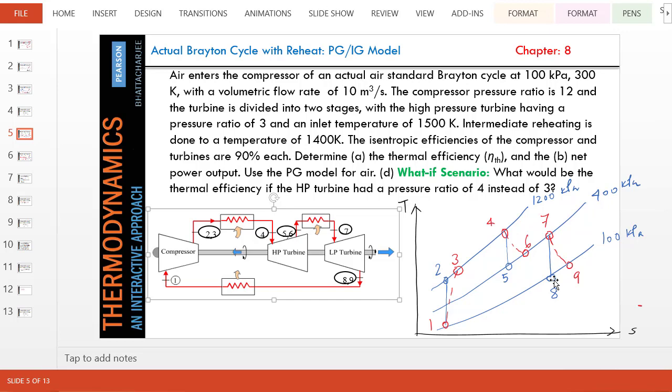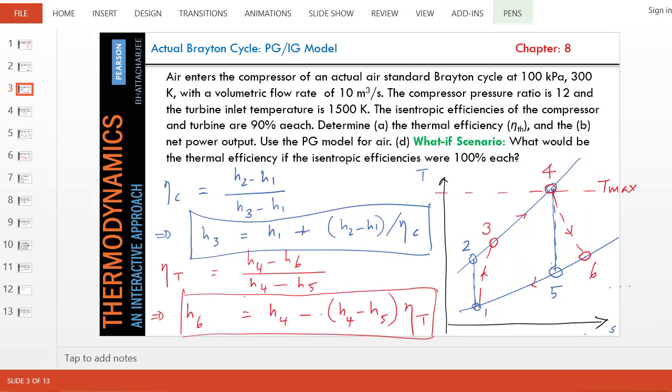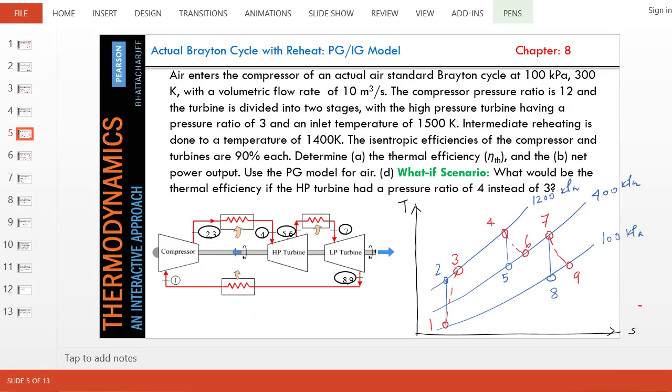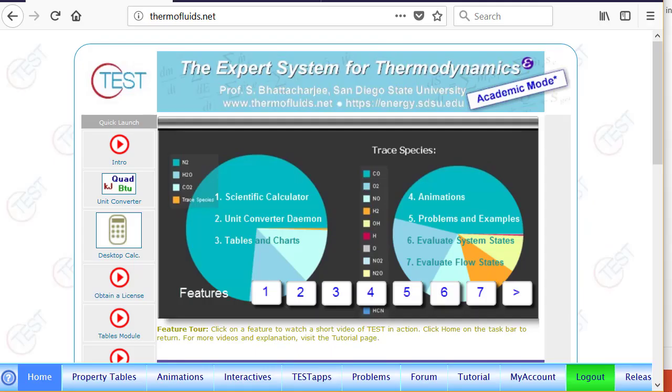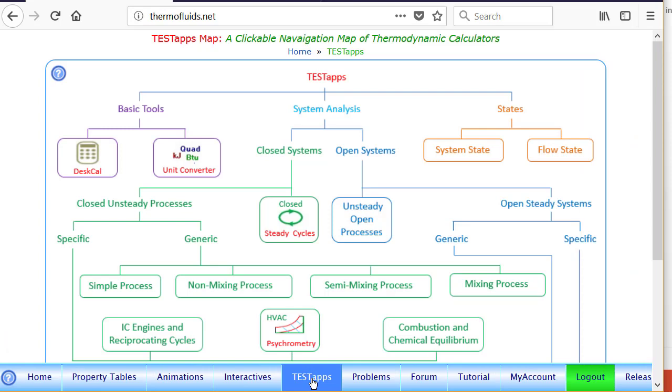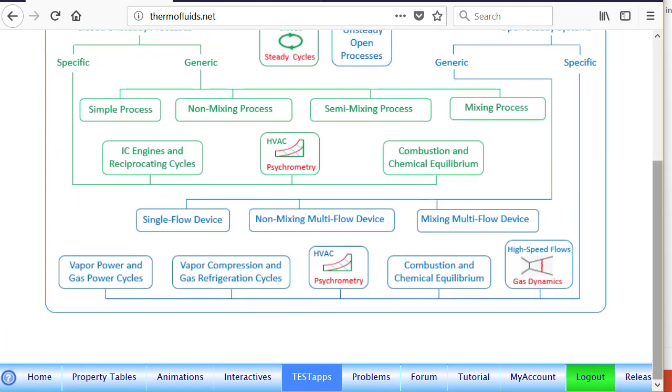That said, let's reproduce the previous problem we solved, this one, and then our strategy would be to modify states 5 and 6 and introduce states 7, 8, 9, and then recalculate the devices. Obviously, the high pressure turbine, low pressure turbine, and the reheat, all three have to be recalculated. Okay, so now that we know the strategy, let's first reproduce our old solution.